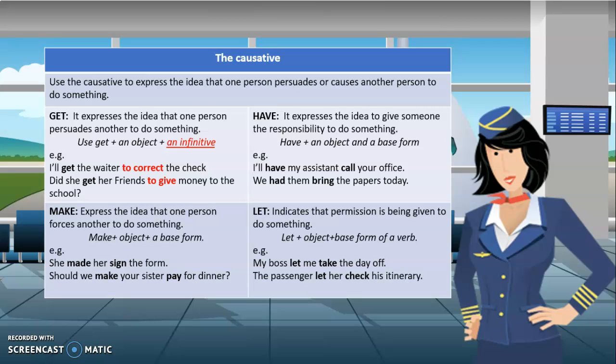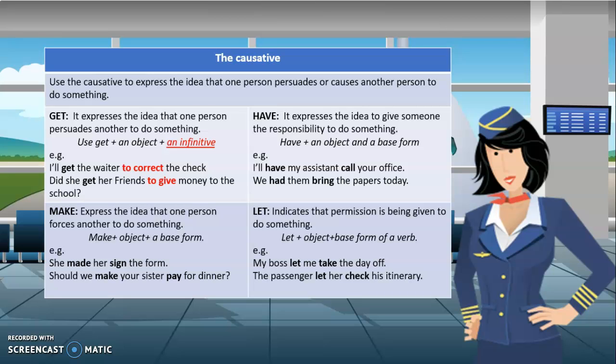Finally, let indicates that permission is being given to do something. Let plus object plus base form of a verb. Example, my boss let me take the day off. The passenger let her friend check his itinerary.